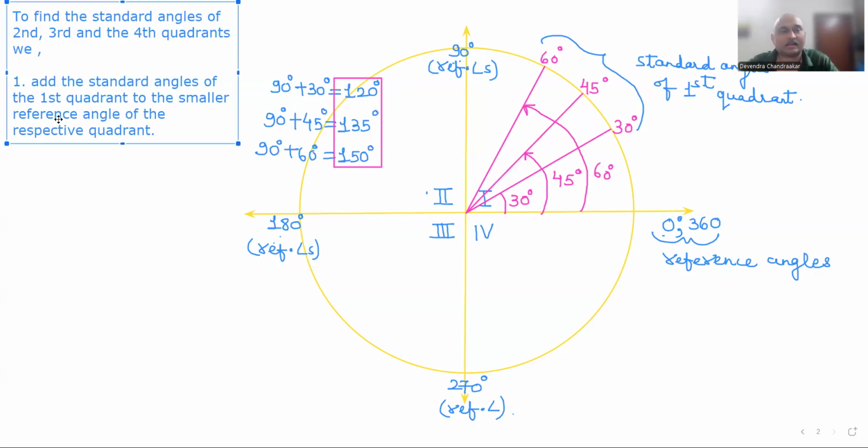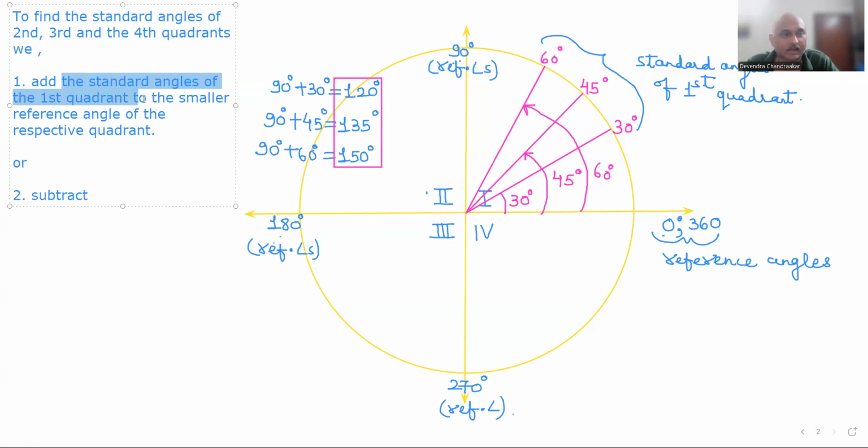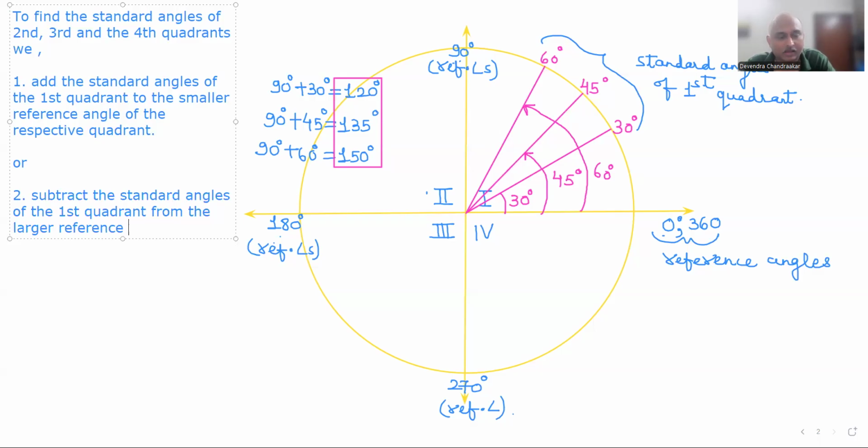Now comes the second method. Either we can use this or we can use this. Subtract the standard angles of the first quadrant from the larger reference angle of the respective quadrant.